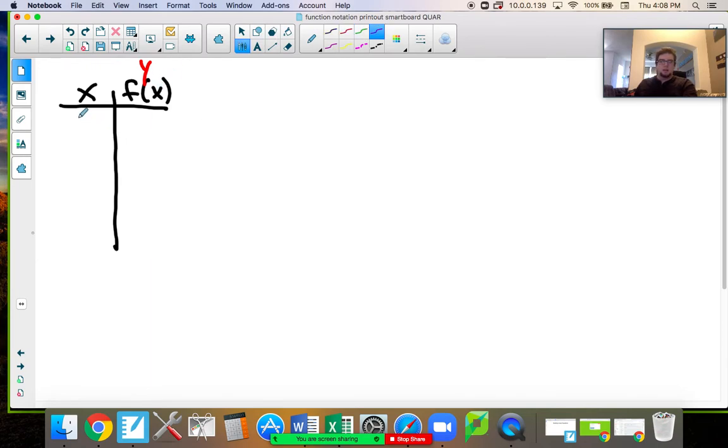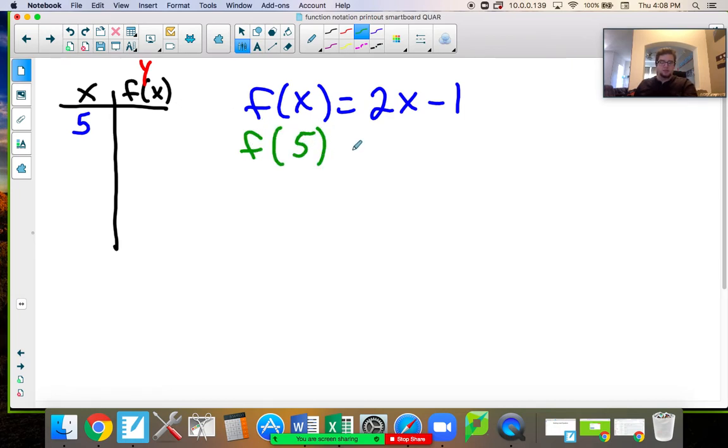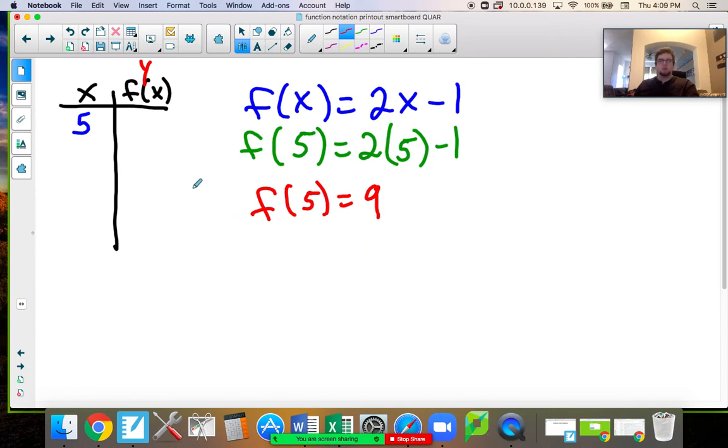I'm going to plug in, let's say 5, into my function, 2x minus 1. So x is going to become 5. So I got f of 5 is equal to 2. This x becomes 5. Super important, we put it in parentheses. Minus 1. Again, this 5 doesn't exist. So we don't need to do anything to bring it over here. All we have to do is evaluate this right side. 2 times 5 is 10. 10 minus 1. So when I plug in 5 into this function, it spits out 9. And I record that in my table.